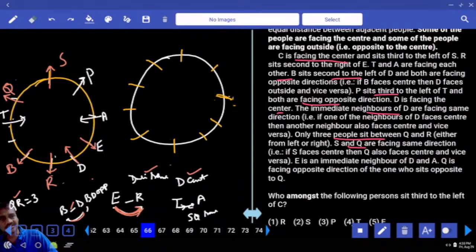Now, C is facing the center, third to the left of S. Now, this is the final arrangement we have. Clear? Then, this is the reason we have brought this one under the last priority.